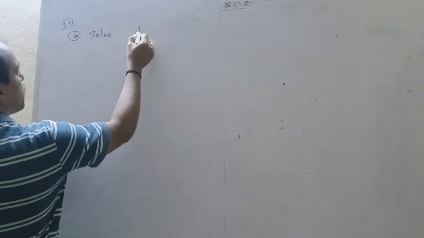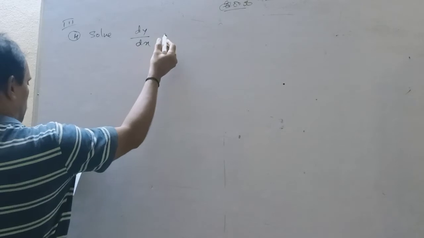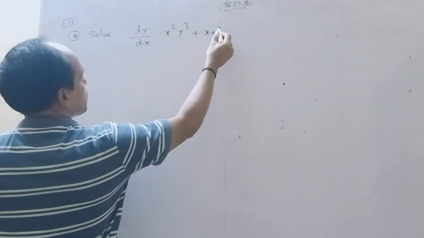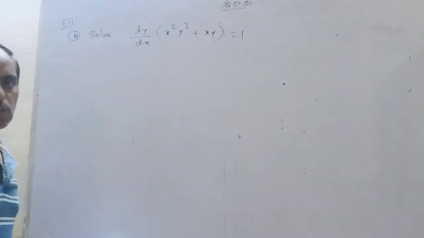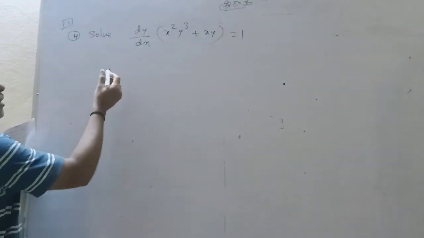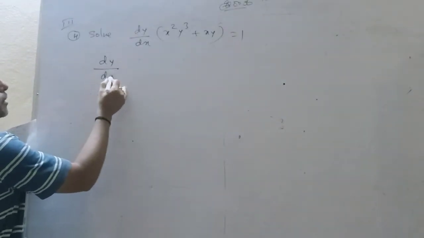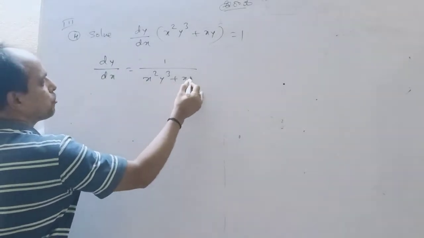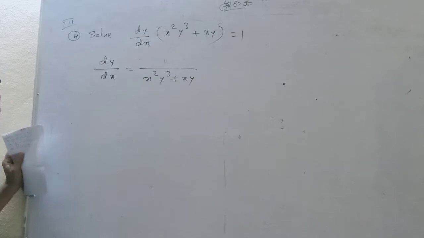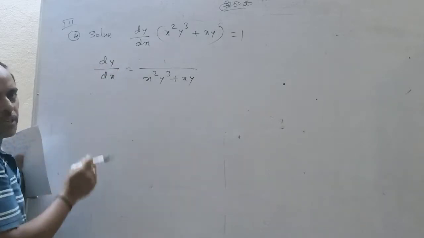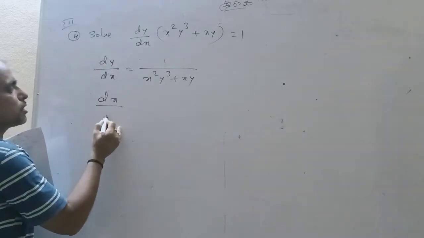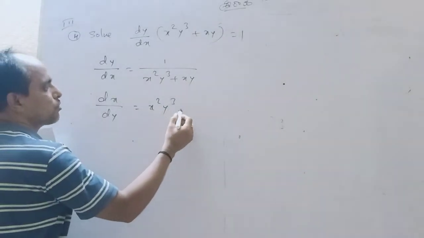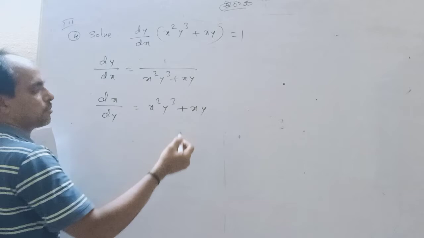Solve dy/dx into (x^2 y^3 + xy) = 1. How to solve this differential equation? First you find dy/dx. dy/dx = 1/(x^2 y^3 + xy). We can't do with dy/dx. Then you change this one as dx/dy. That is equal to x^2 y^3 + xy.